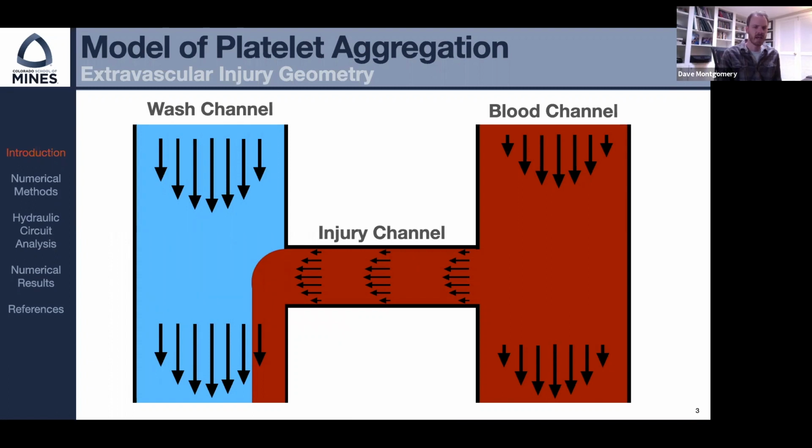The first model our group came up with to simulate extravascular flow is the H-shaped domain seen here. In the lab, our collaborators pump blood into the right blood channel, while a similar fluid enters the left wash channel at a higher flow rate. The difference in flow rates creates a pressure drop between the blood and wash channel, causing blood to flow through the injury channel. The injury channel is coated with combinations of collagen for platelets to adhere to and tissue factor to initiate coagulation. Coagulation only occurs in the injury channel, allowing continuous blood flow through the blood channel, much like that of a blood vessel after it has been cut.